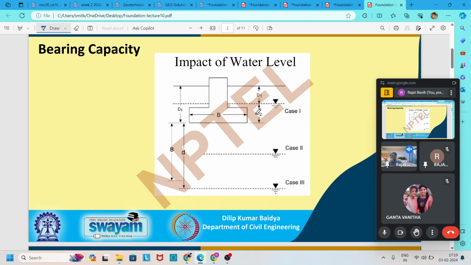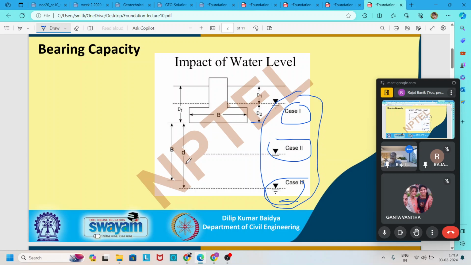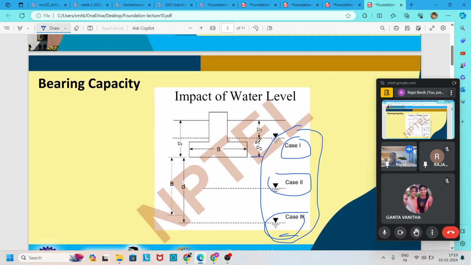There may be three possible cases. Case one, if the water table is in between the depth of the foundation. Case two, if the water table is just below the foundation. And case three, if the water table is at a depth greater than or equal to the depth of the foundation plus the width of the foundation. We find the bearing capacity for all three cases.